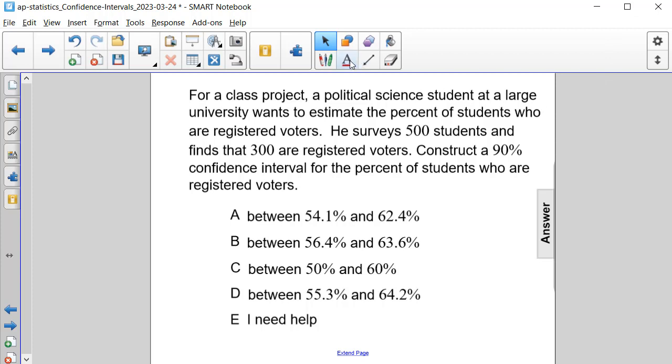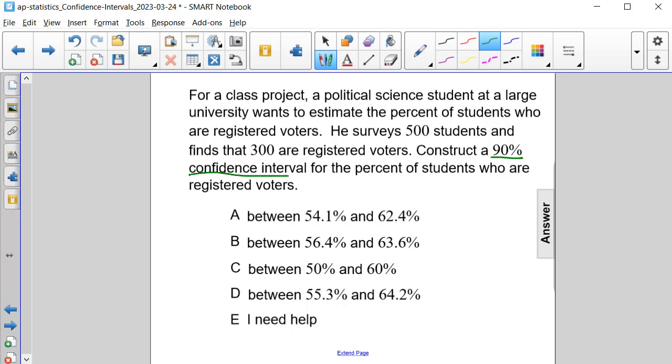Well, the first step in solving this problem is to determine the appropriate confidence interval, or Z star value, based on the information given in the problem. And we want a 90% confidence interval, which means that the value for Z star is going to end up being 1 and 645 thousandths.